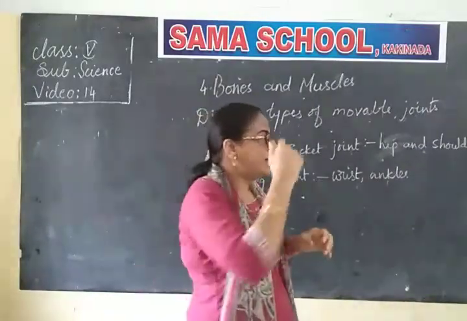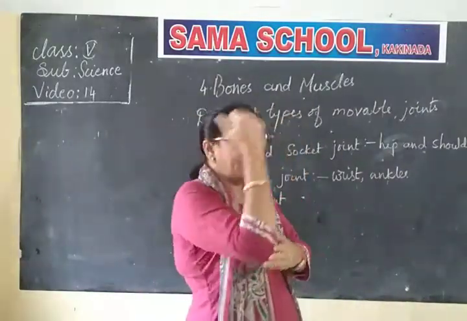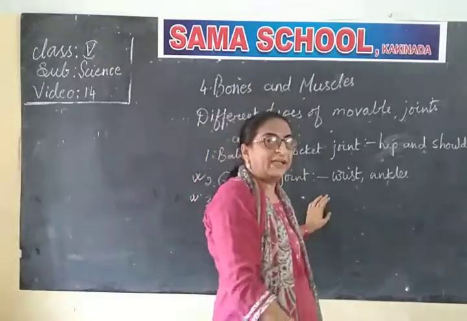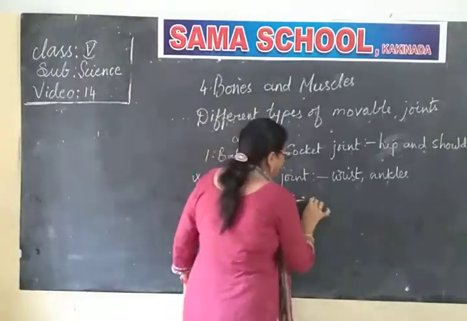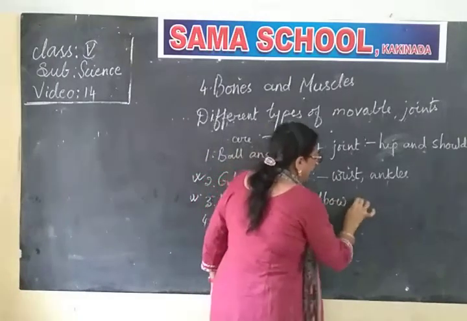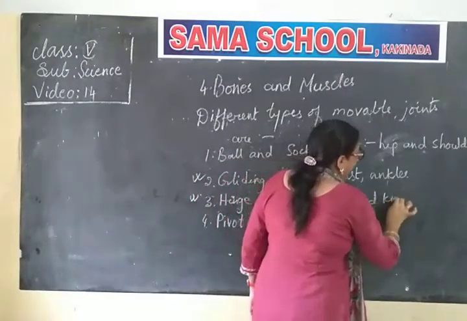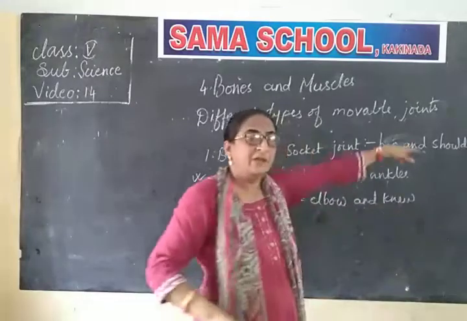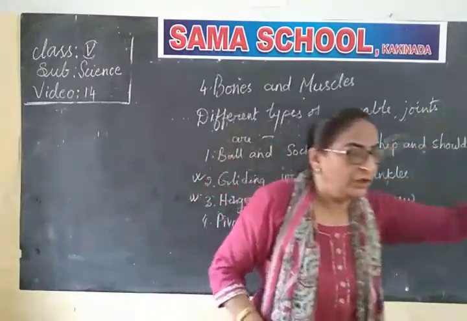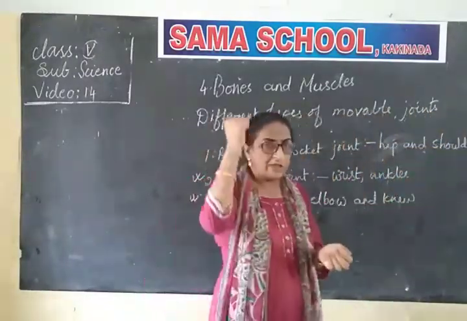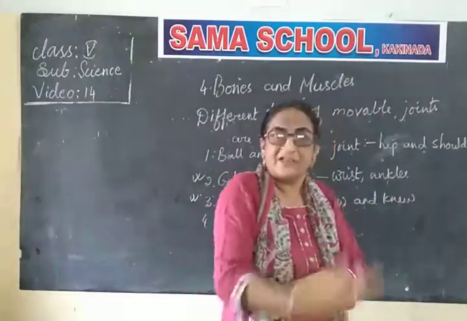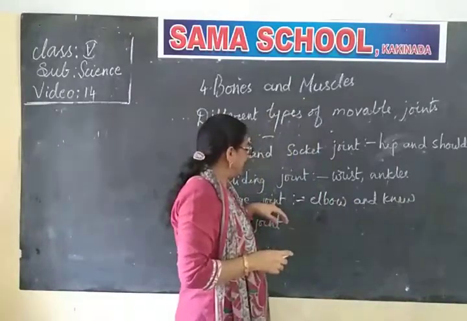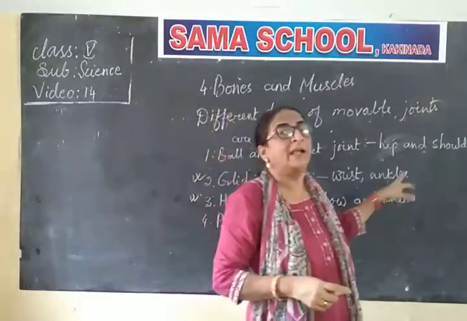So we have this type of hinge joint in our elbow and in our knee. Where do we find this type of joint? In the elbow and knee. This one happens only in one direction, as it happens in the door. You can only open and close it. This also, you are able to close it and open it. It doesn't go in the other direction, isn't it? So in this way, hinge joint is formed in the elbow and knee.